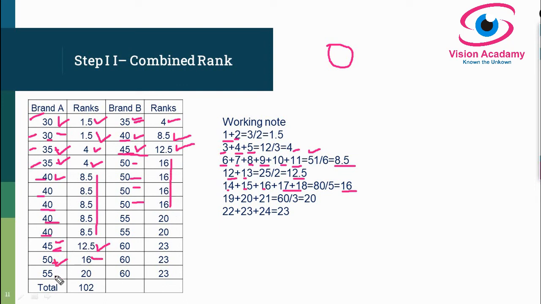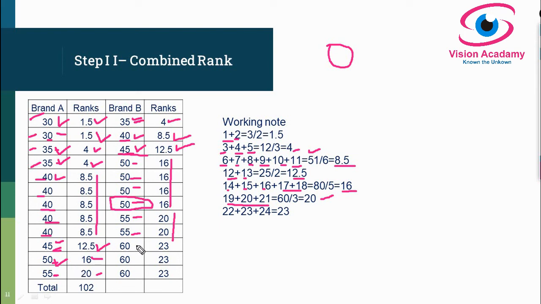After that, the last observation in brand A is 55. This position is 19, because the positions in brand B are exhausted at 18. After that 19, here it is 20, and 21. So 19 plus 20 plus 21 is equal to 60. 60 divided by 3 will be 20. So 20 for these observations, here 20. After that, all values in brand A are exhausted.